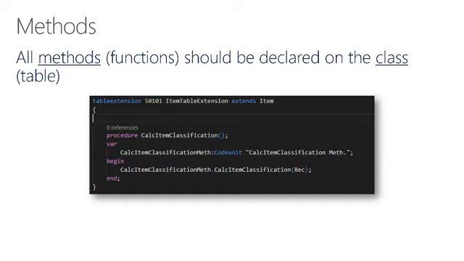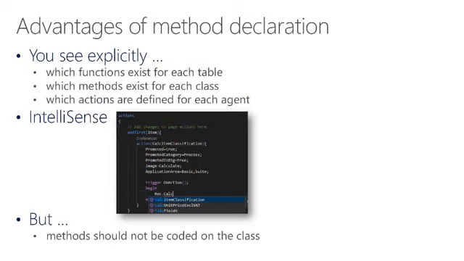And by way of organizing the code, by way of making it a method on the class, we apply this as a standard way of providing this functionality. The advantage of this method declaration is you see explicitly which functions exist for each table. So in object-oriented programming lingo, you say which methods exist for each class.